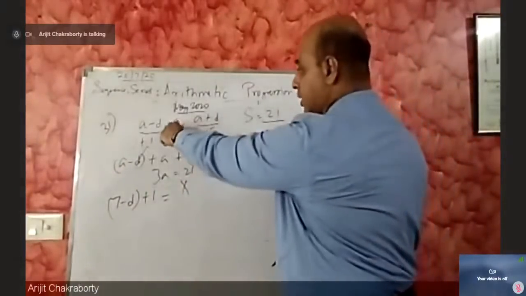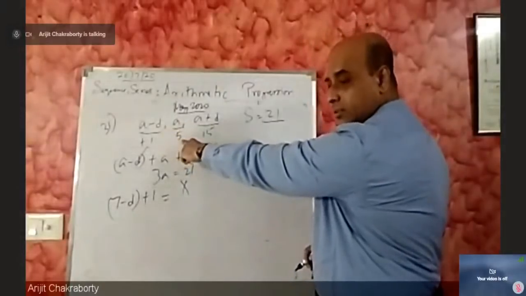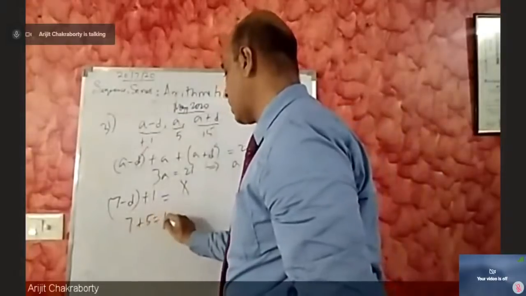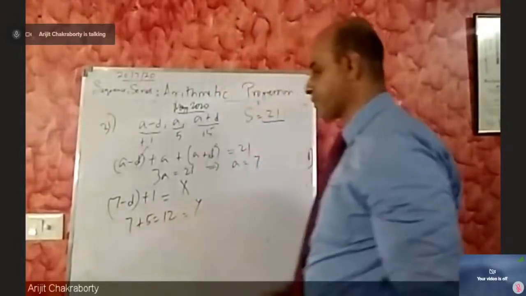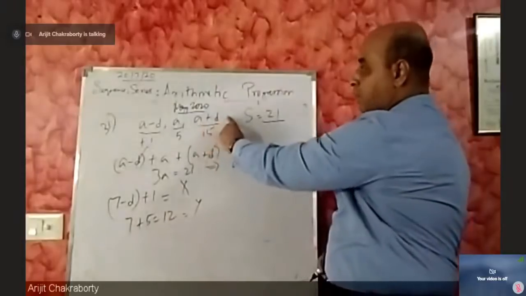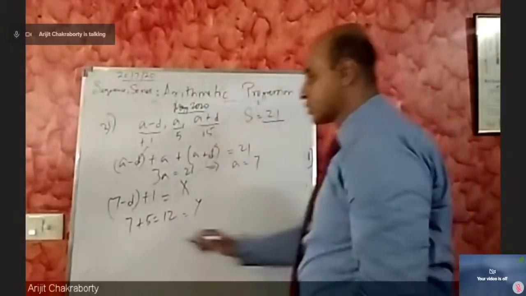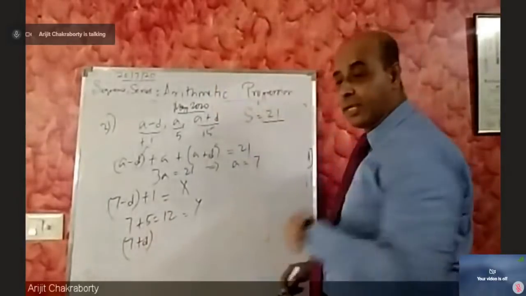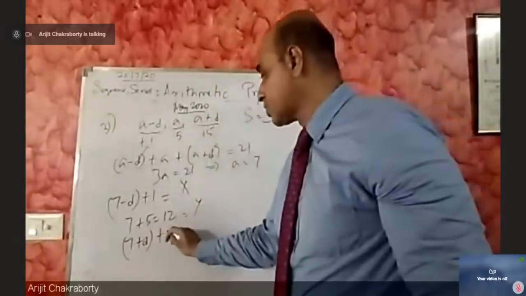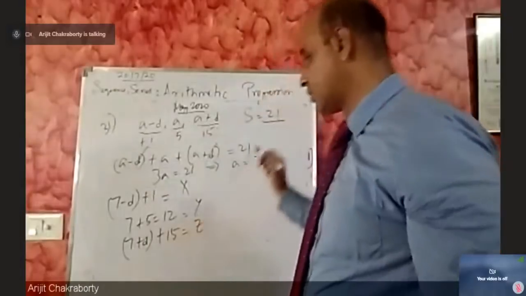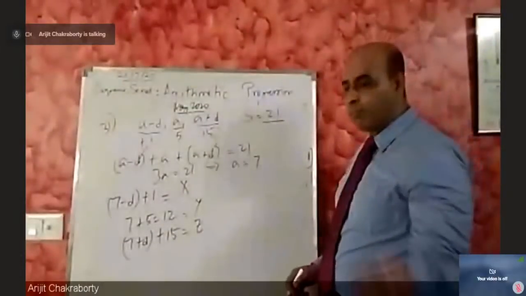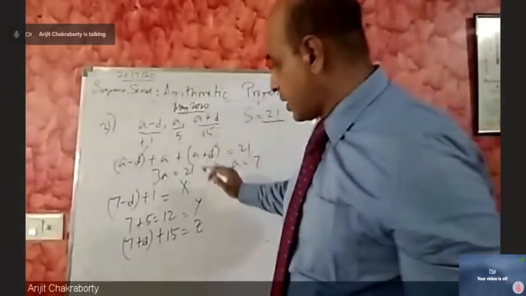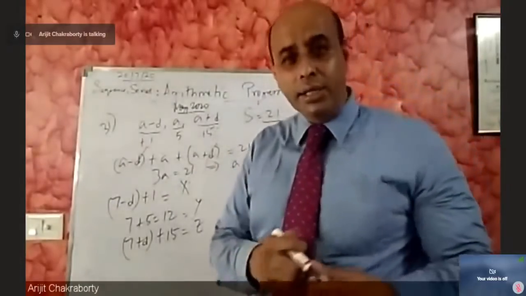Let's call it X. Then A is here. You are adding 5 to it. A is 7. So 7 plus 5, that is 12. This becomes Y. And you have A plus D. A is 7. So 7 plus D. And you are adding how much? You are adding 15 to this number. So plus 15. This is equal to Z. Now by the question, these numbers X, Y and Z are in GP.